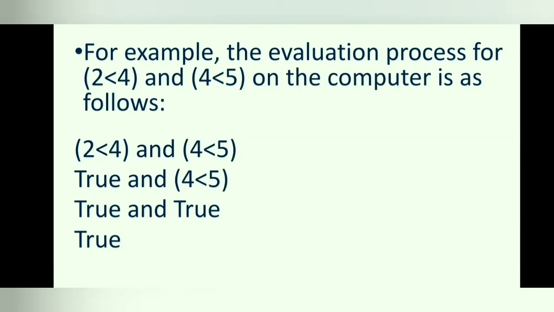For example, the evaluation process for 2 is less than 4 and 4 is less than 5 on the computer is as follows. The logical expression is evaluated from left to right. Python evaluates logical operators after all math and comparison operators have been evaluated. So, 2 is less than 4 is evaluated first, which is true. Then 4 is less than 5 is evaluated, which is true. Now the logical operator AND is evaluated, that is true and true, the result is true.